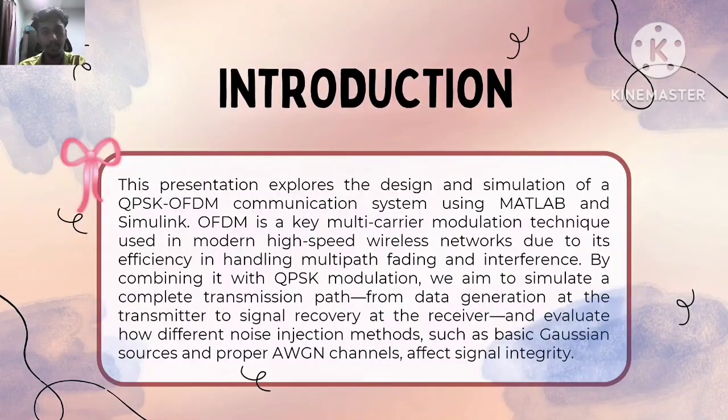For the introduction, this presentation explores the design and simulation of a QPSK OFDM communication system using MATLAB and Simulink. OFDM is a key multi-carrier modulation technique used in modern high-speed wireless networks due to its efficiency in handling multi-path fading and interference. By combining it with QPSK modulation, we aim to simulate a complete transmission path from data generation at the transmitter to signal recovery at the receiver, and evaluate how different noise injection methods, such as basic Gaussian sources and proper AWGN channels, affect signal integrity.